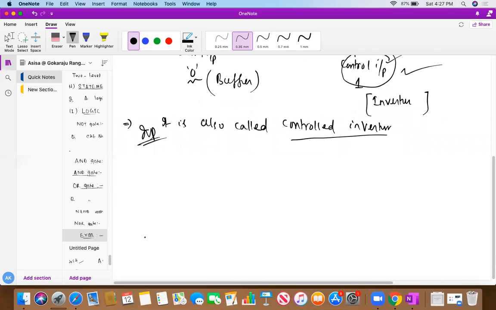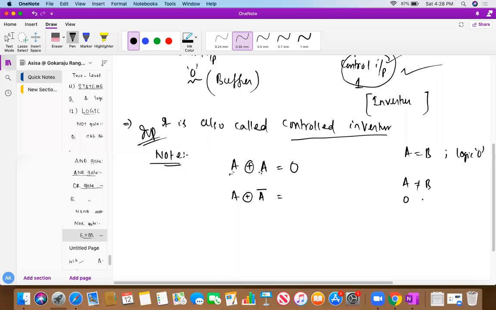Next, some very important concepts I am going to tell here, so please note all the things. A XOR A, what will it give, students? As I told, for the XOR gate, if A equals B, then I will get logic 0. Here both the inputs are the same, so obviously I'm going to get 0. Now, if I take A XOR A bar, what will I get? Since the inputs are not equal, here A is 0 and here A bar is 1.